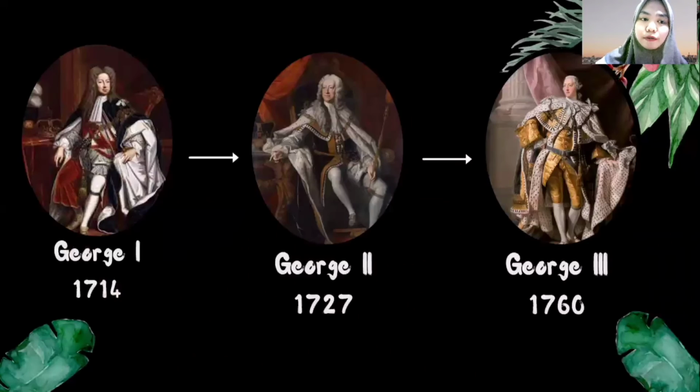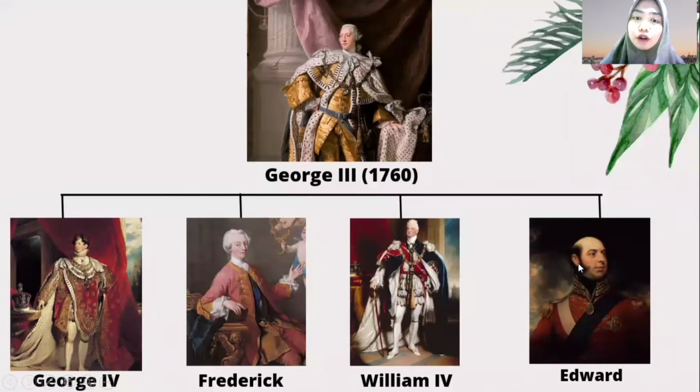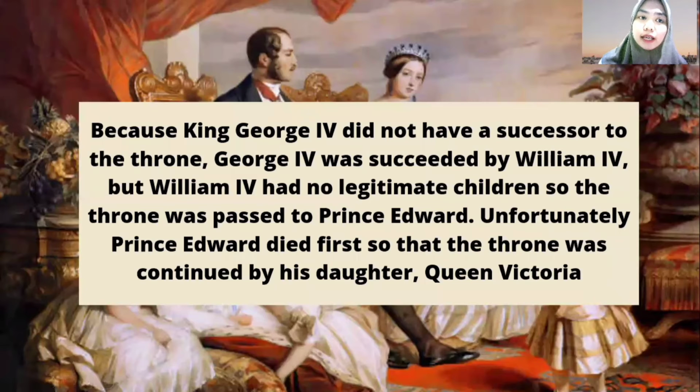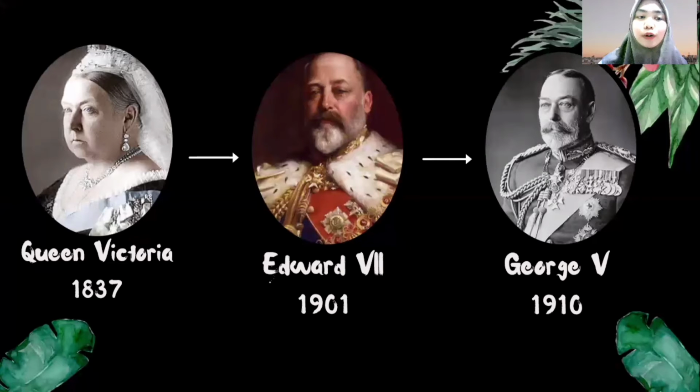From Sophia of Hanover, the throne passed to George I, then to George II, and then to George III. George III had four sons. They were George IV, Frederick, William IV, and Prince Edward. After George III died, the throne passed to King George IV. Because King George IV didn't have a successor, he was succeeded by William IV. But William IV had no legitimate children, so the throne was passed to Prince Edward. Unfortunately, Prince Edward died first, so the throne was continued by his daughter, Queen Victoria.